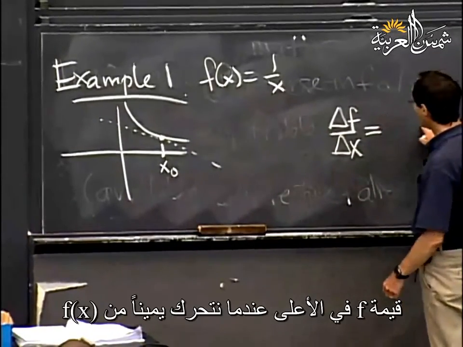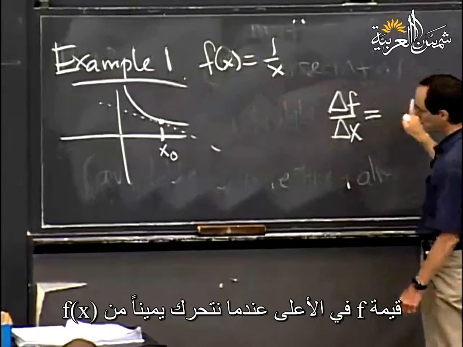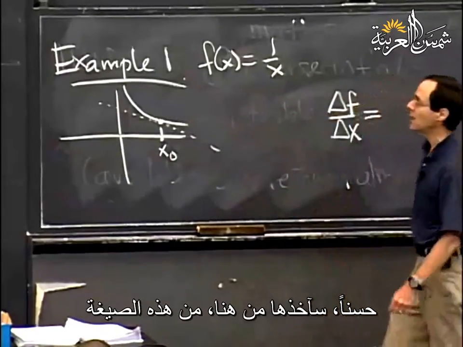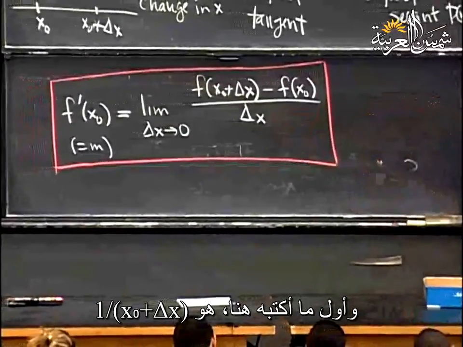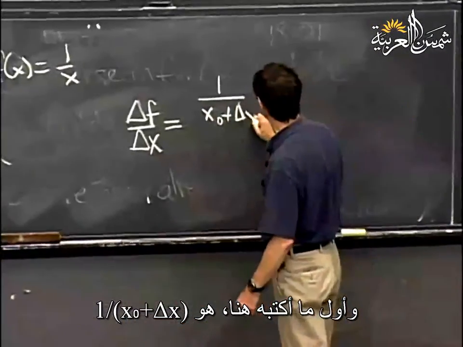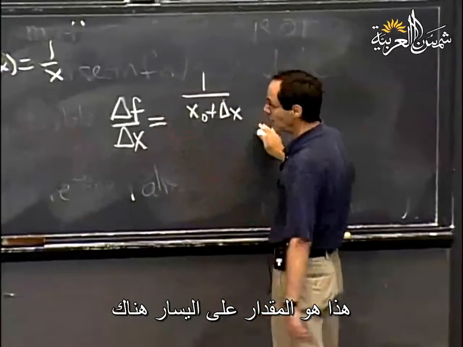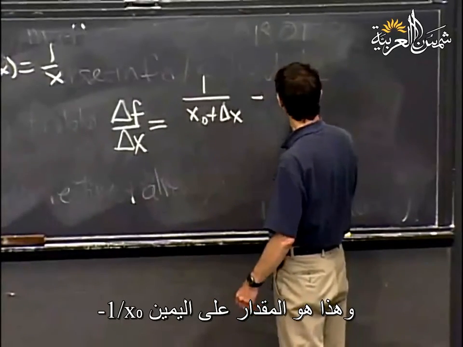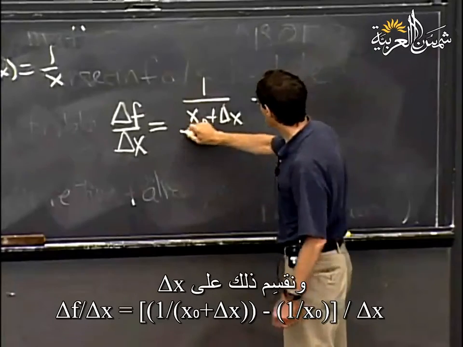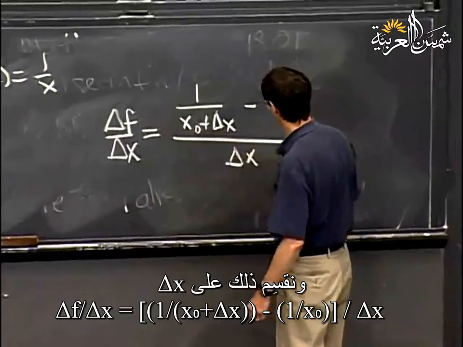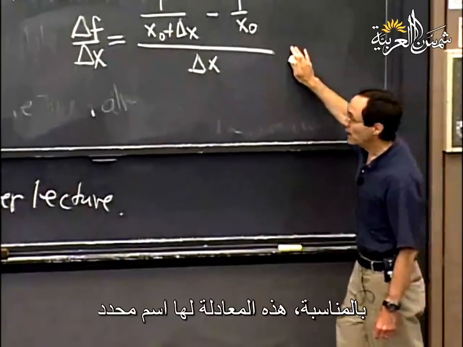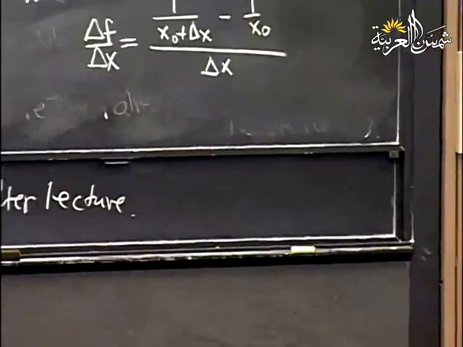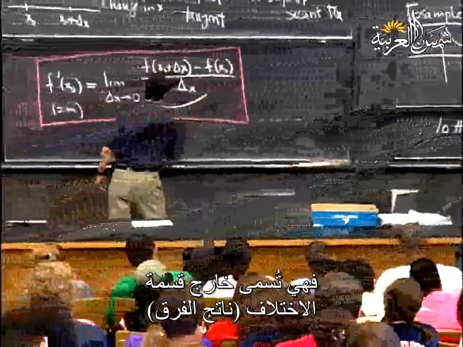So the value of f at the top, when we move to the right by delta x, I just read off from here the formula. The first thing I get here is 1 over x0 plus delta x. That's the left-hand term, minus 1 over x0. That's the right-hand term. And then I have to divide that by delta x. Okay, so here's our expression. And by the way, this has a name. This thing is called a difference quotient.